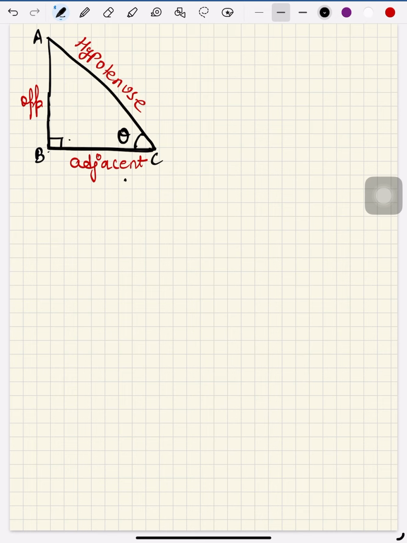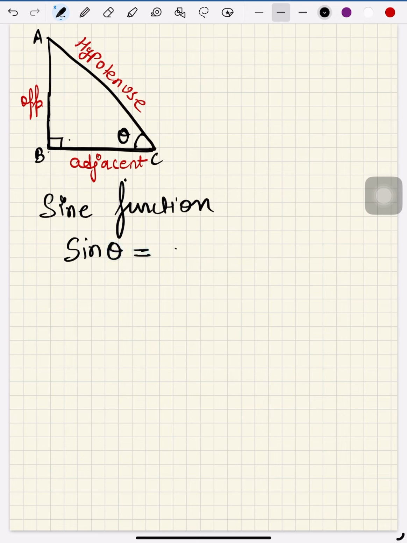Okay, so we have trigonometric functions. The first function is the sine function. We write sine, and the angle is theta, so sine theta. Sine theta is the ratio of two sides, opposite and hypotenuse. So sine theta is equal to opposite over hypotenuse.